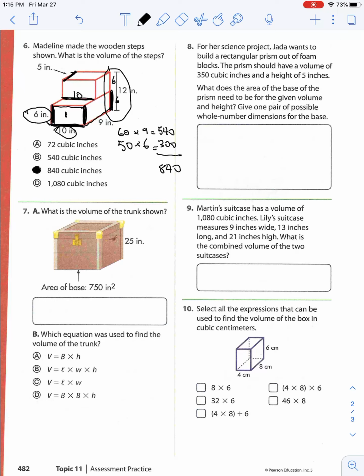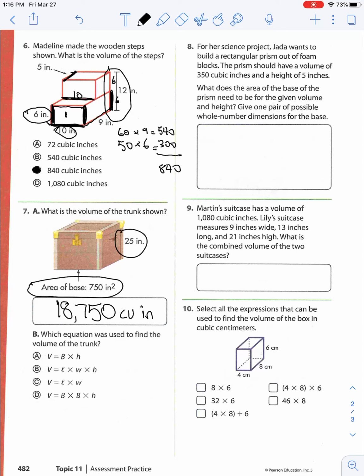Okay, what is the volume of the trunk shown? Straightforward. They give you the base and they give you the height. And if you do the multiplication, you're going to come up with 18,750 cubic inches. Part B says, which equation was used to find the volume of the trunk?